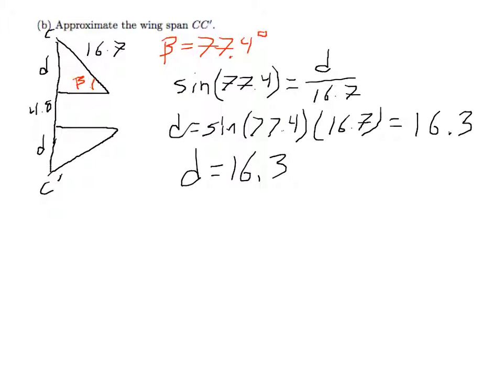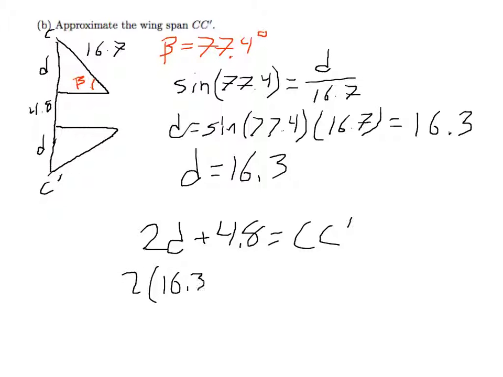Now, to find the total wingspan, we have two d's, and we know 4.8. That's going to give us our C to C prime wingspan. So let's plug that in: 2 times 16.3 plus 4.8 will give us a value of 37.4 feet for the wingspan.